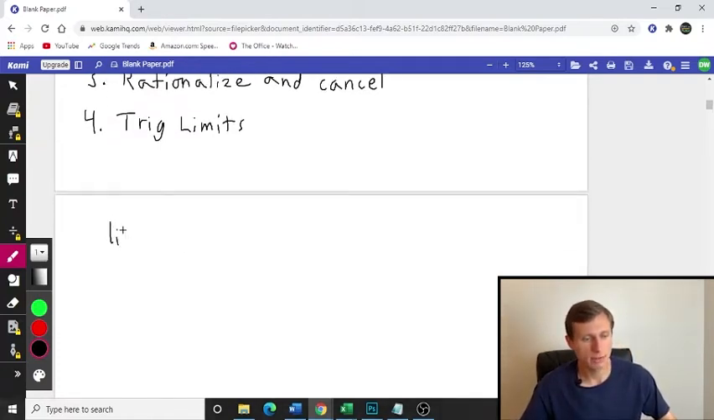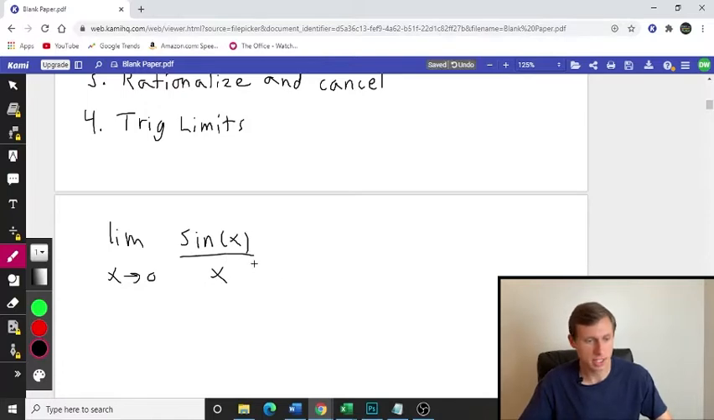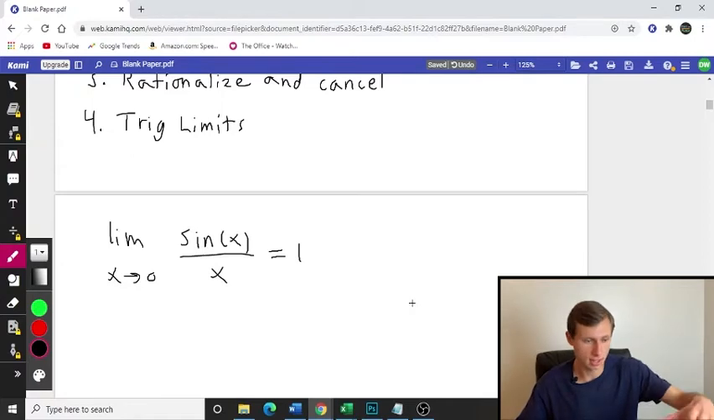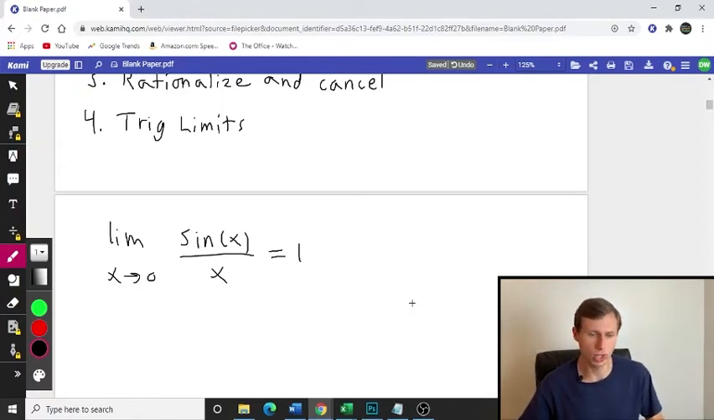If you have the limit as x approaches 0 of sine of x over x, the limit as x approaches 0 of sine of x over x is equal to 1. That is just something that is true. It is as true as 2 plus 2 equals 4, and there is a proof to prove that this limit is 1, but it's really not important, and you don't need to know how it's 1 or why it comes out to be 1. Just know that it's equal to 1.